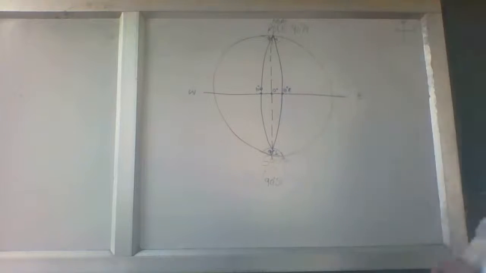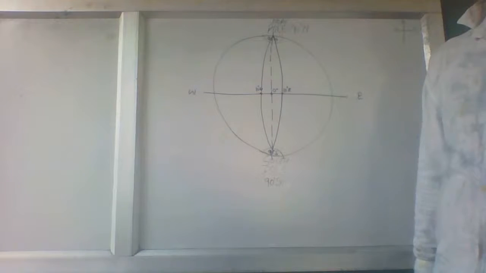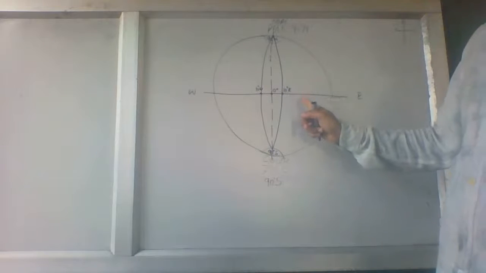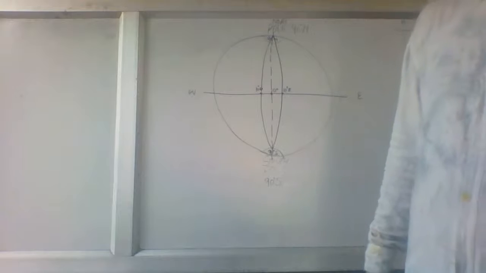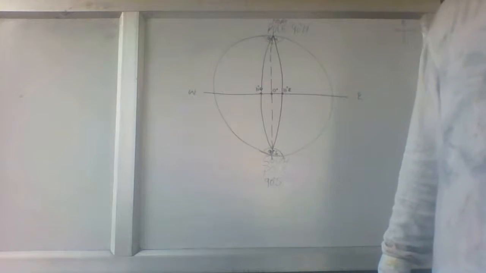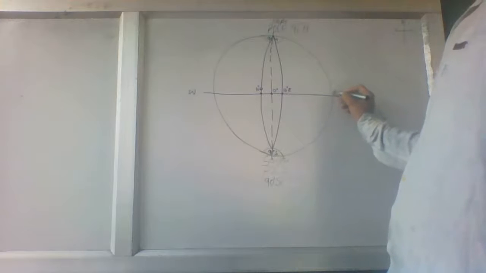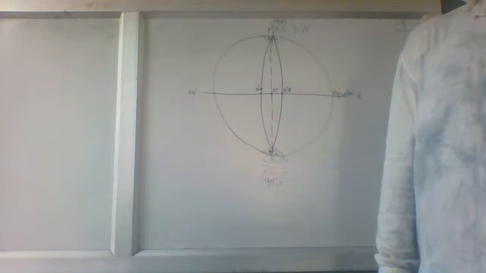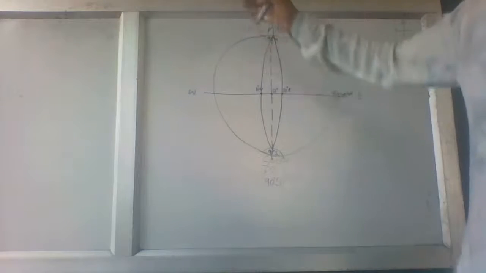Got it? Now, this much you are well known. The east line is 10 degree east. Now, this straight line, give it a name, equator. This is called equator. South pole, 90 degree.